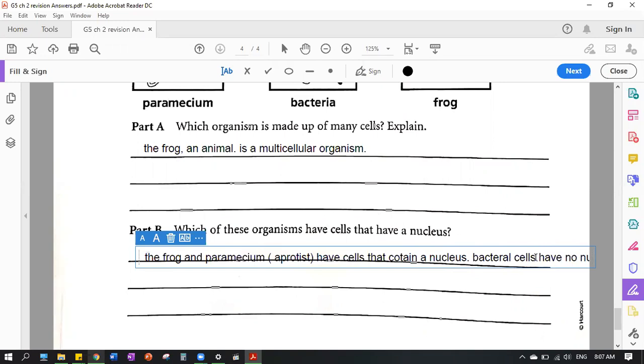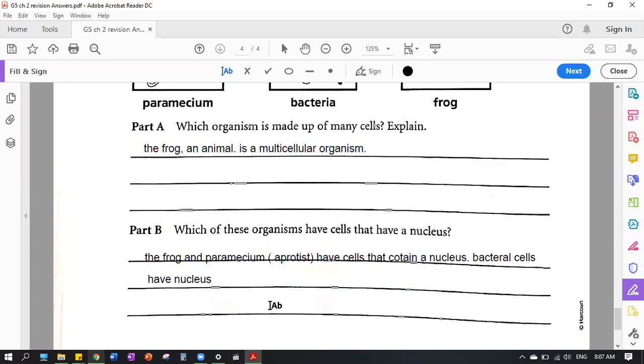Let me put this a little bit down. Can you guys see the answers now? Yes. Okay. What's this? Okay, so you guys have only one minute to finish this page. Let me minimize it.